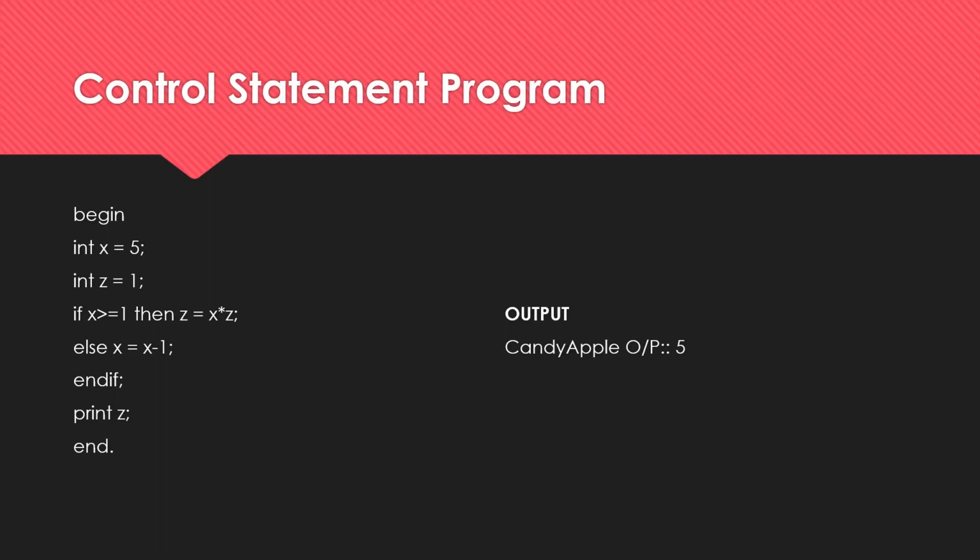Let's look at another program. This program shows the control statement functionality of our language CandyApple by using if and else statements. We start out our code by declaring the begin keyword just like in the previous program. We have two identifiers x and z. We manipulate x and z using logical operators and transfer control using if and else statements. In the end, we use the print keyword to print the desired identifier, which in this case is 5. We end the program by using the end keyword, just like the previous program.